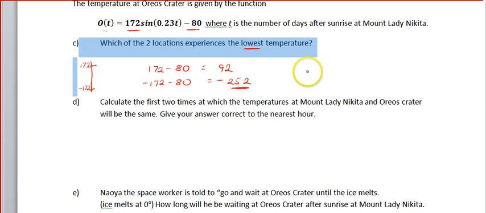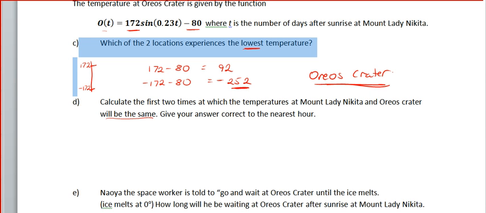So it's Oreo's crater that has got the coldest temperature, or the minimum. Then part D goes on to say, well, calculate the first 2 times at which the temperatures at Mount Lady Nikita and Oreo's crater are the same. So in other words, find the intersection points of these 2 functions.